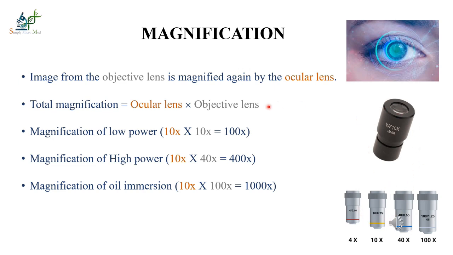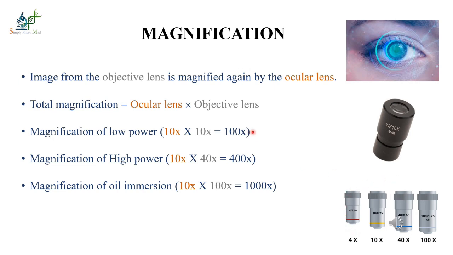The total magnification of the microscope can be calculated by multiplying the power of the ocular lens and the objective lens. In a compound microscope, there is a single type of ocular lens, mainly 10x, and different types of objective lens are used: 4x, 10x, 40x, and 100x. These lenses can be changed depending upon the need of our observation.